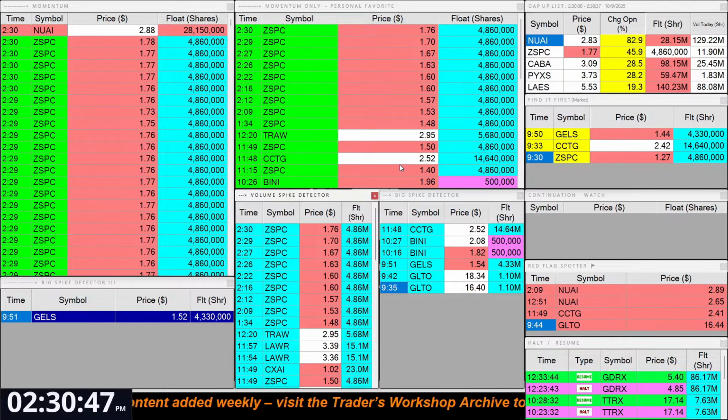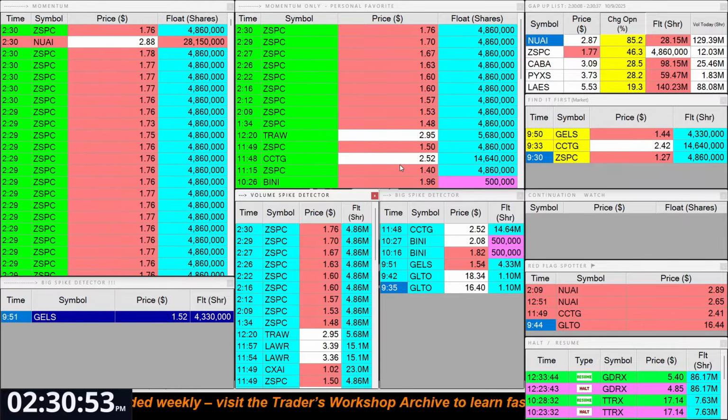I call that value in the market. So for me, being a day trader, my value is centered around volume. The more volume a stock has, the better chance I have to get in and out quickly. Now, just because a stock has a lot of volume is not the only reason that I will trade that stock. So I just want to make that very clear.